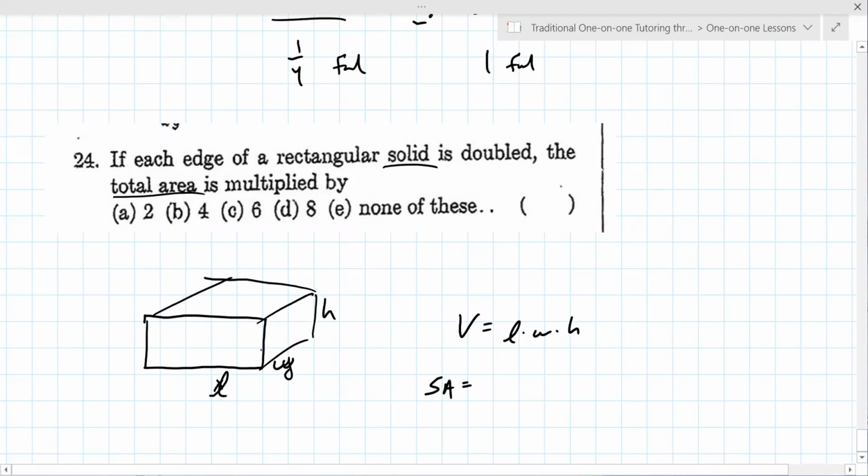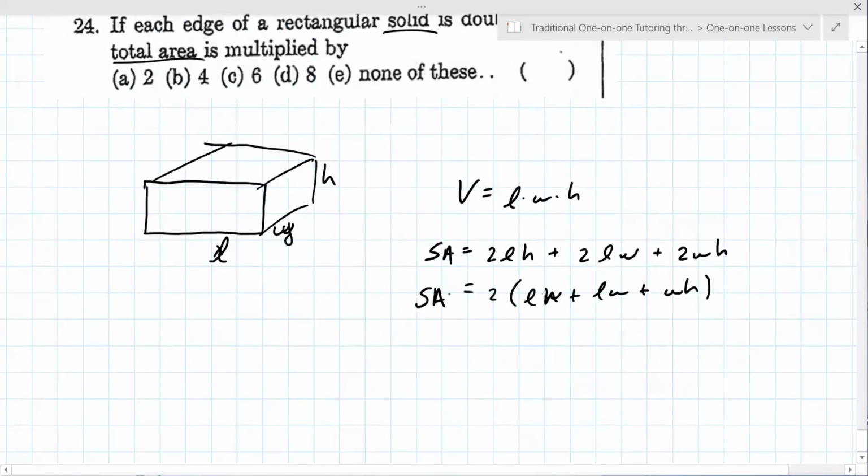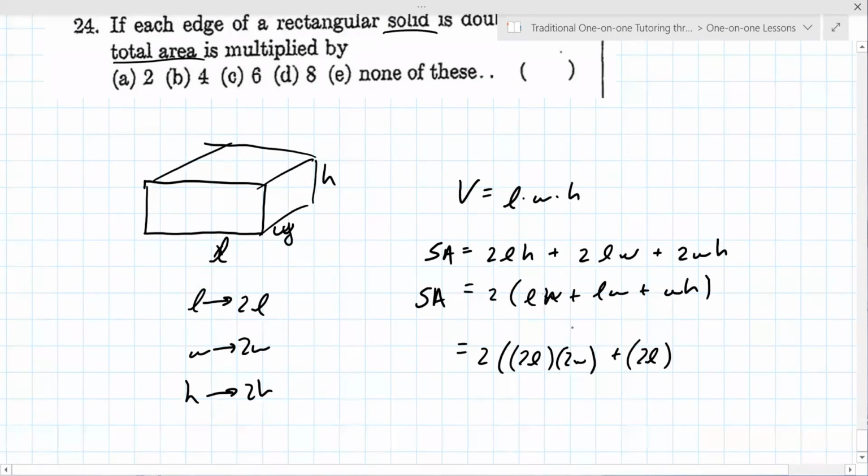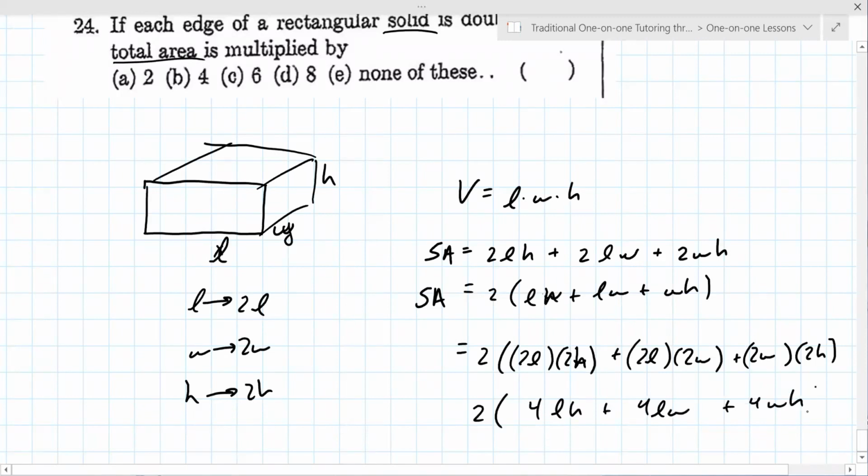So that's probably your surface area. Your surface area of this is 2 length times height plus 2 length times width plus 2 width times height. So basically it's 2 times (LH plus LW plus WH). So you just factor a 2 out of each of them. Now they're saying L goes to 2L, width goes to 2W, and H goes to 2H. So you substitute those in, and you get 4LH plus 4LW plus 4WH. So this 4 can come out of each of them, and that's that number they're looking for. That's what the total area is multiplied by.